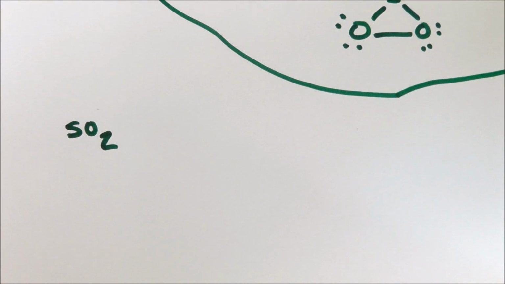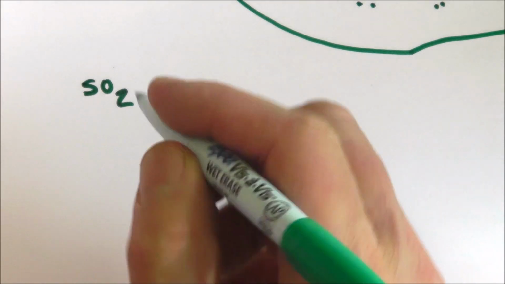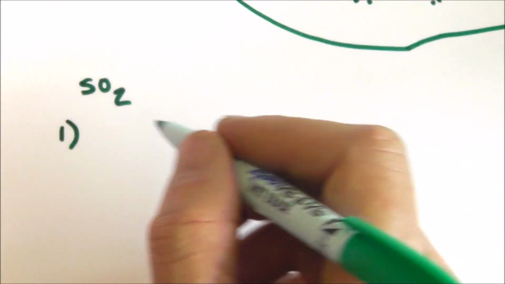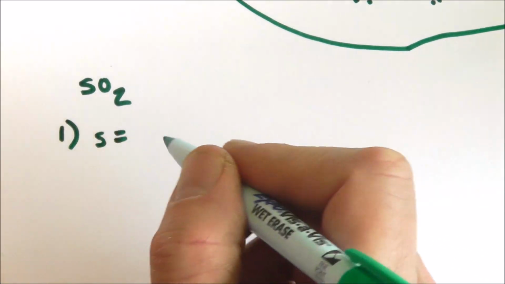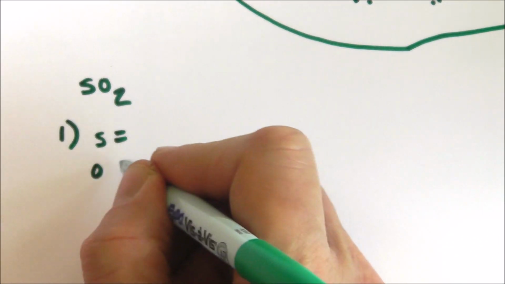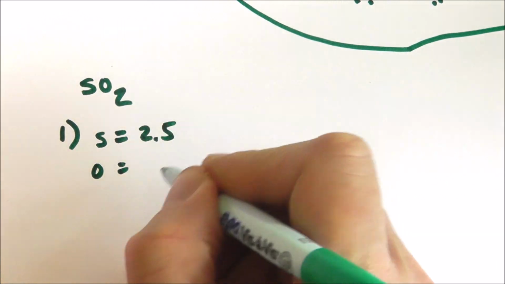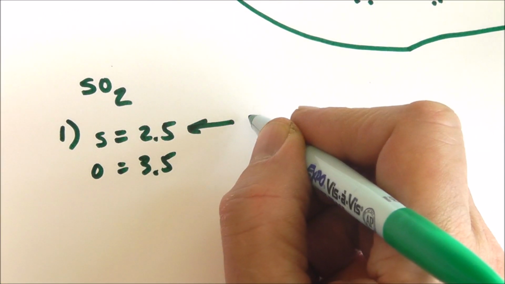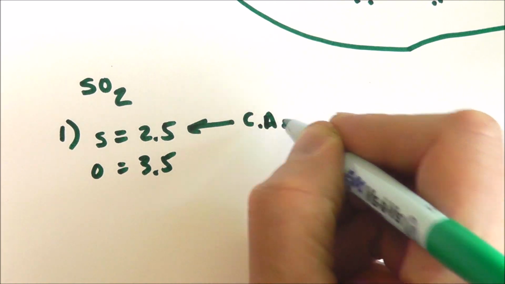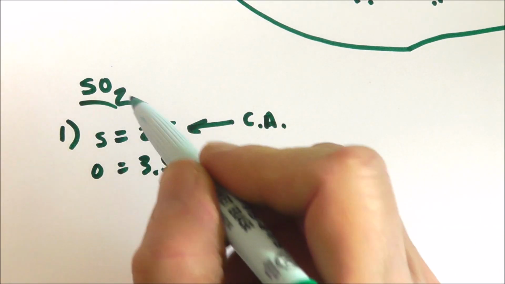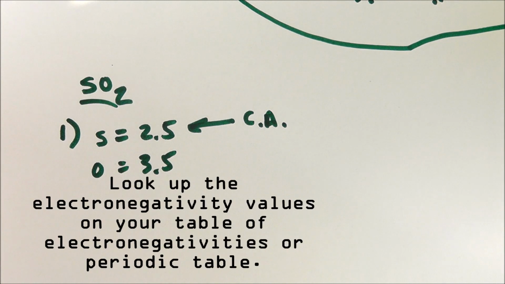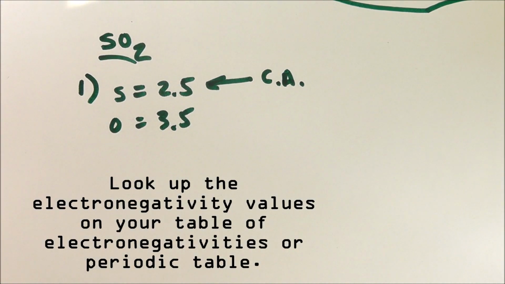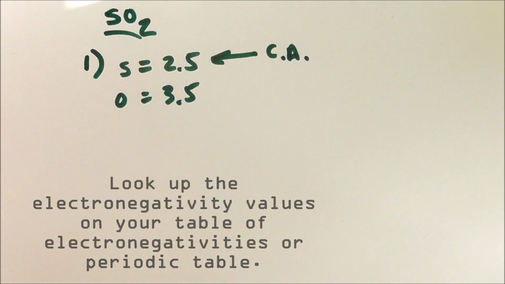So we go back to the rules. I know rules aren't fun, but number one, who's going to go in the middle? The one with the lowest electronegativity. There's no hydrogen in here. Sulfur's 2.5, oxygen's 3.5. Sulfur's going to go in the middle, central atom. It's usually also the one that's outnumbered. All right? So that's usually for a reason. We're not going to get into anything too complex today.